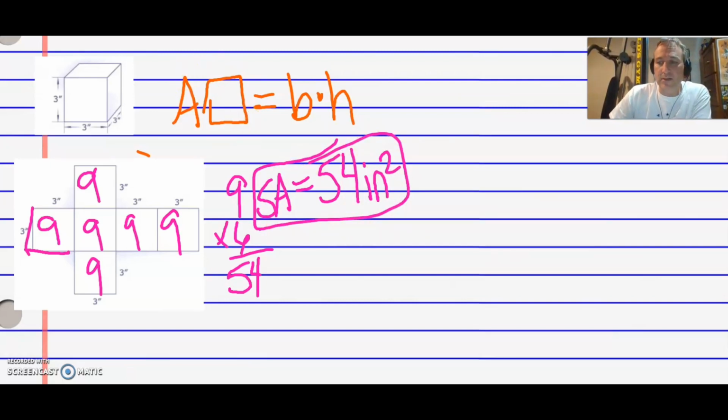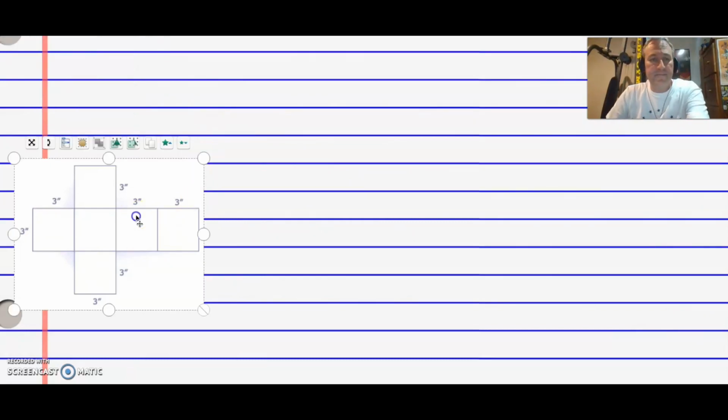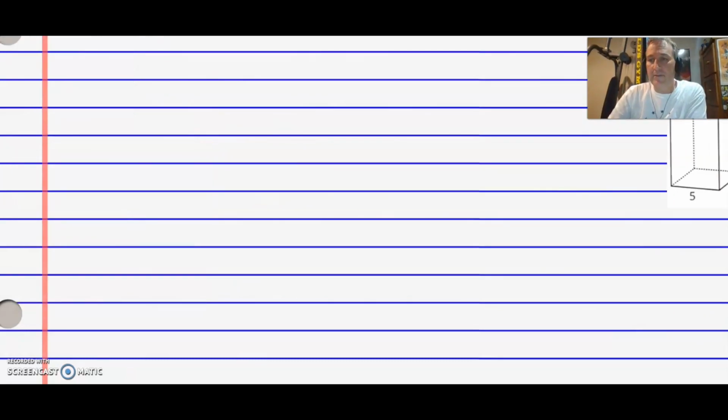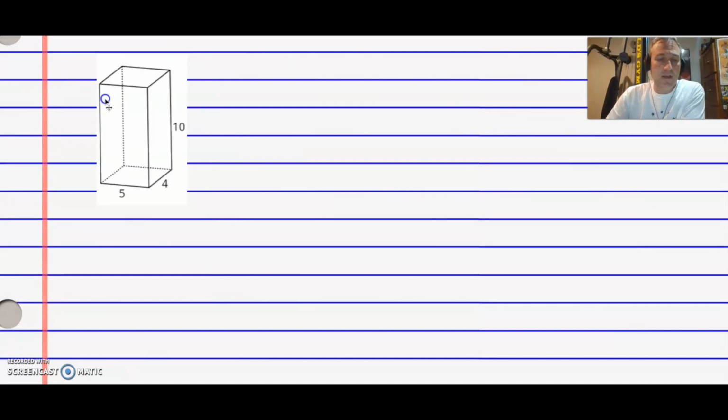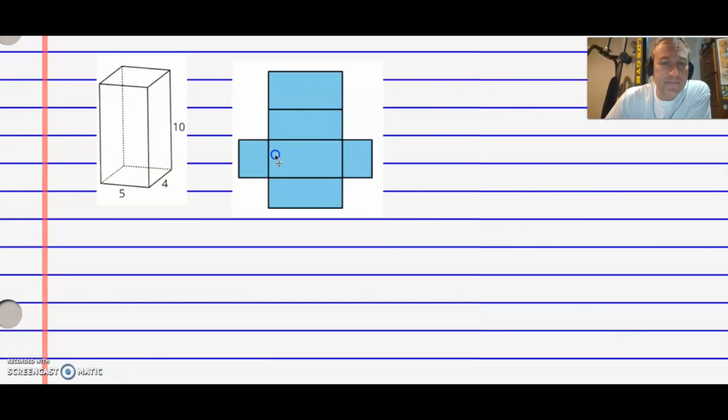So I have a couple more examples here that we'll do together. I'm going to clear that. I will get rid of these. And here we have an example of what is called a rectangular prism, as I mentioned in the previous video. If you were to fold it out into its net, this is what it would look like.